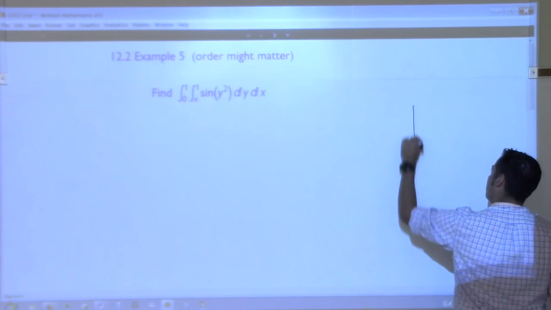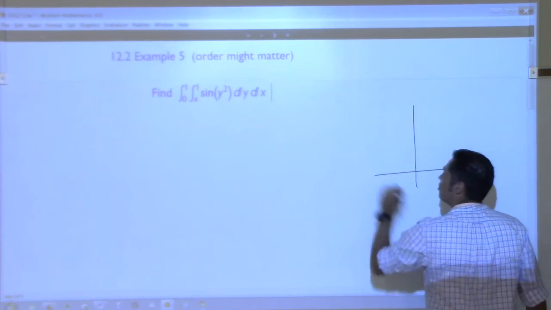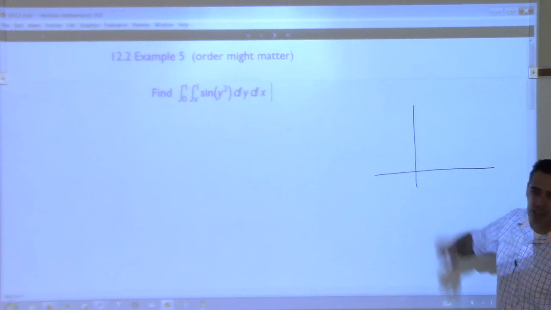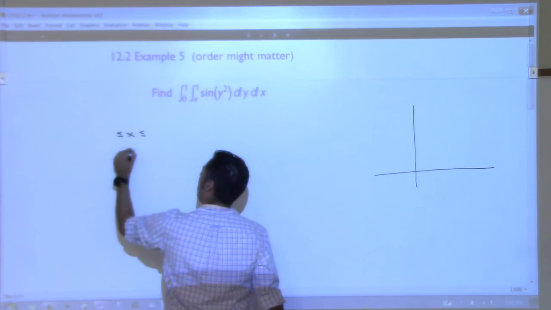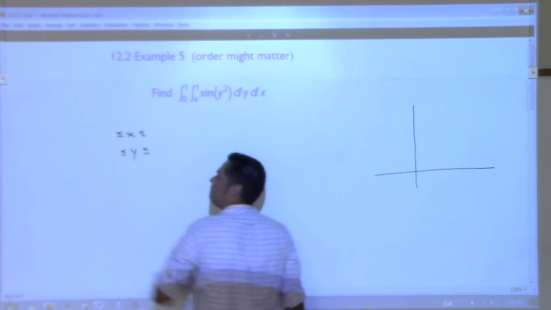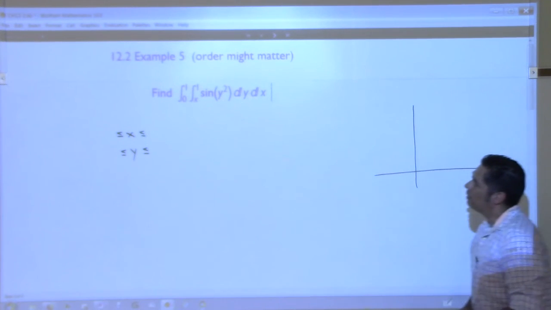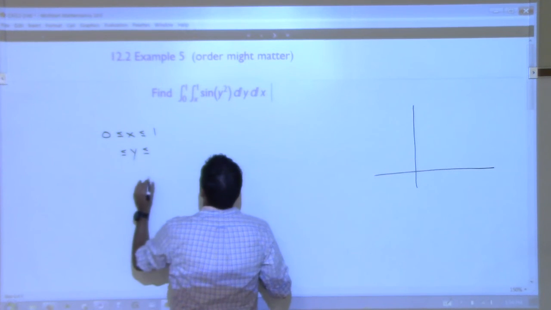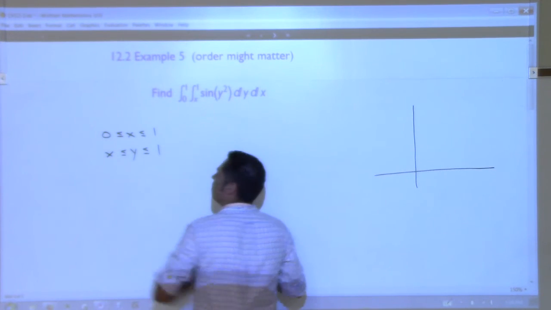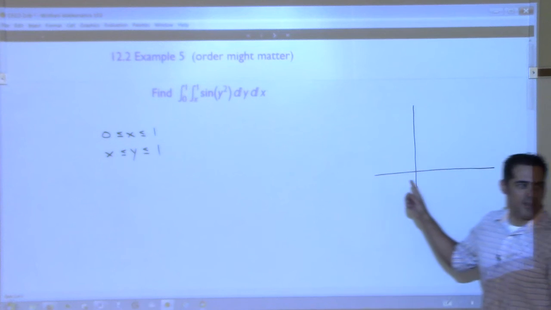So what we're going to do is take a look at our region D. Let's talk about the region of integration. Can you tell me, just by looking at this integral, what x is between and what y is between? So what's x between here? 0 to 1, okay. And y is between x and 1. So let's see if we can't visualize that.